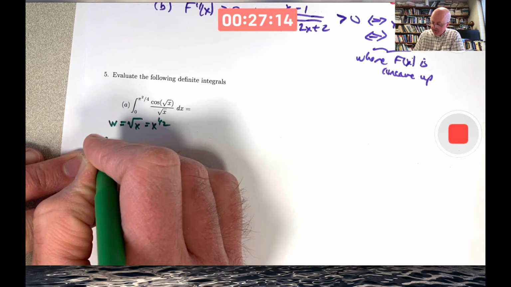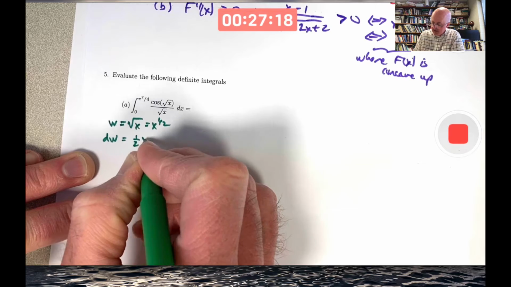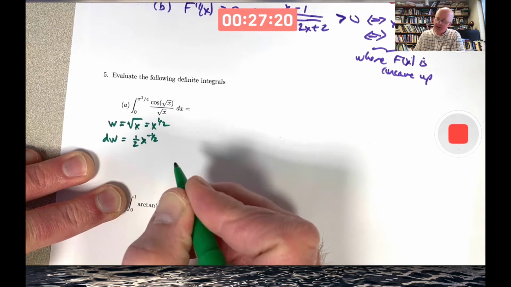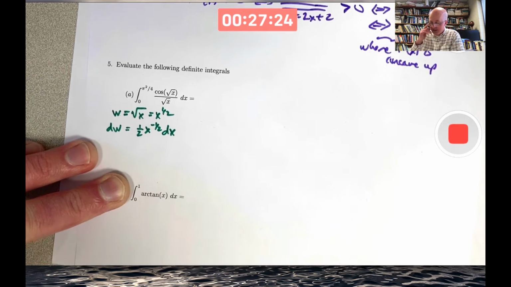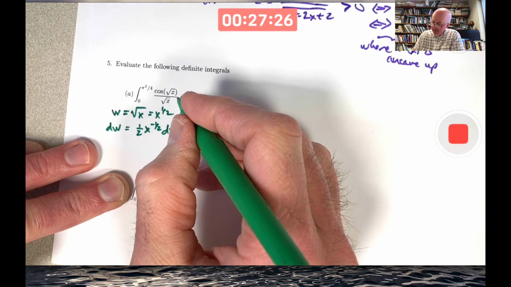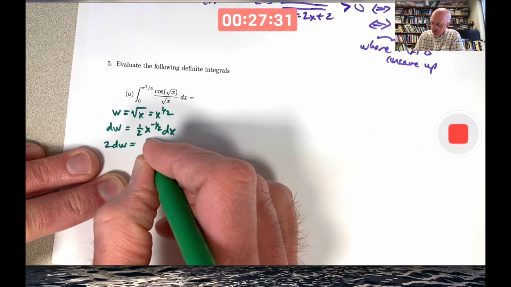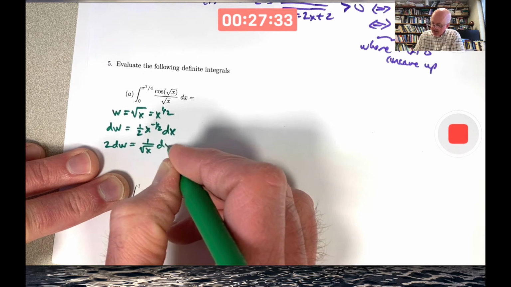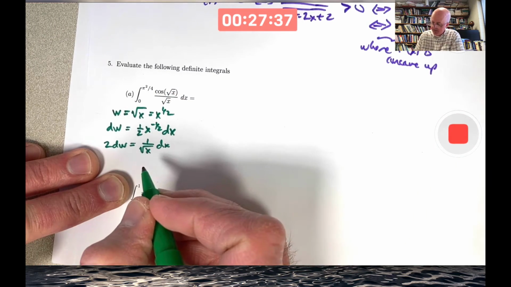And that means we need to figure out dw. dw/dx is going to be 1/2 x to the negative 1/2. And then if I pretend I'm multiplying both sides by dx, I can say dw is 1/2 x to the negative 1/2 dx. This, if I multiply by 2, is saying 2 dw is 1 over square root of x dx. And that tells me I can replace the dx over square root of x with 2 dw.